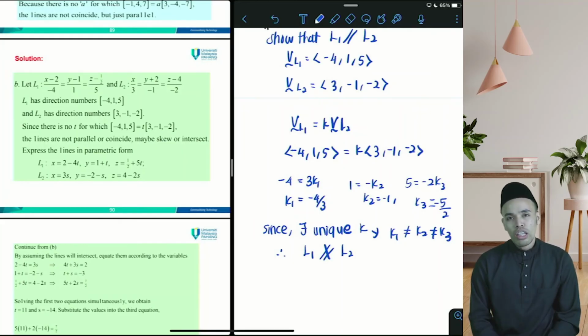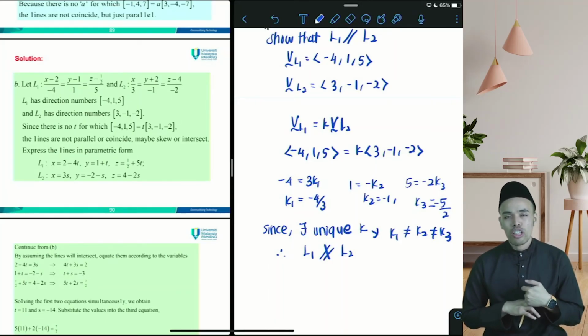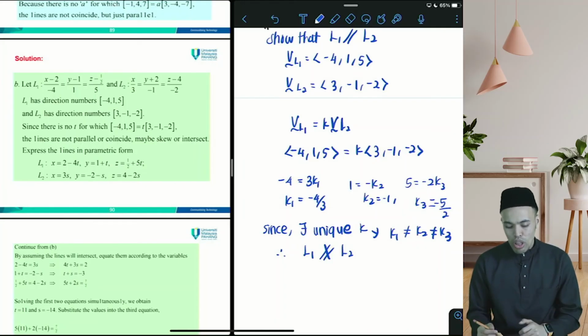So if the lines are parallel to each other, you should get the same value for k throughout the components. So since you are able to show that two lines are not parallel to each other, you have to show either the lines intersect or skew. In order to show that lines are skewed to each other, you have to show that the two lines neither parallel nor intersect. So right now, we want to show that the two lines intersect with each other.